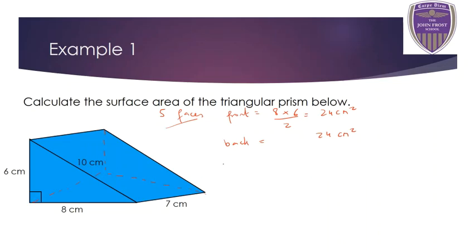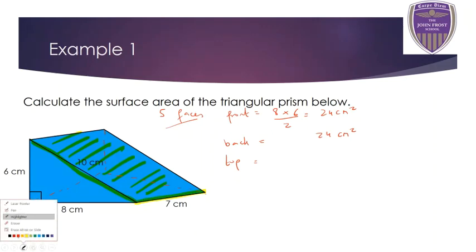Right, now I'll do the top of the shape. Now the top of the shape, again, if I do that in yellow, is a rectangle. I hope you agree. It's 10 long and 7 wide. So the area for that rectangle is going to be 10 times 7, which is 70 cm squared.